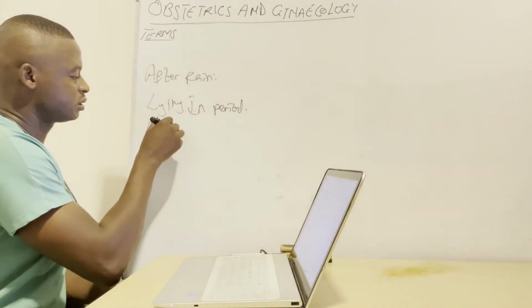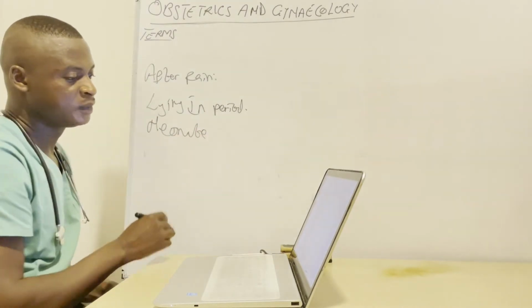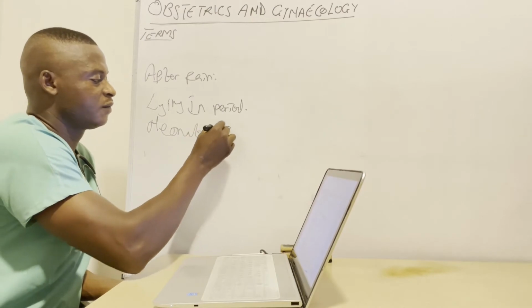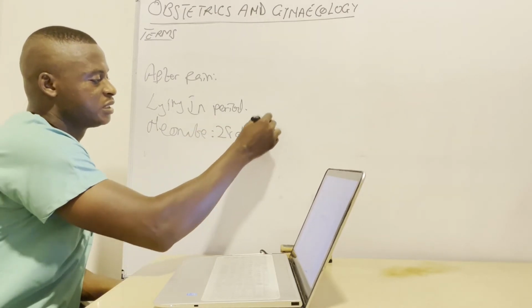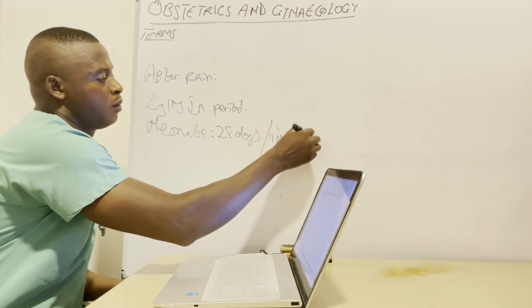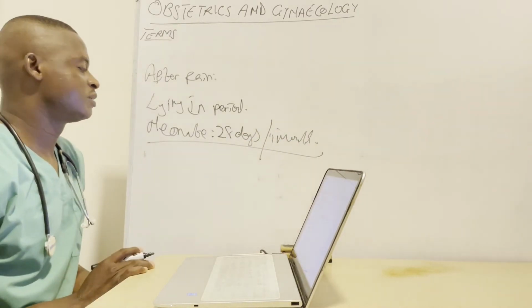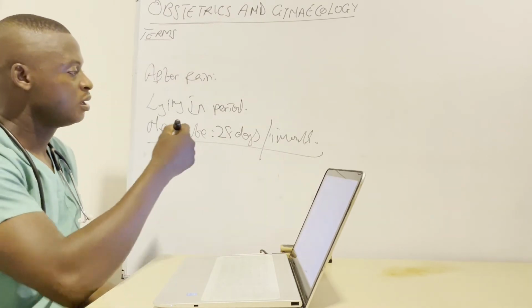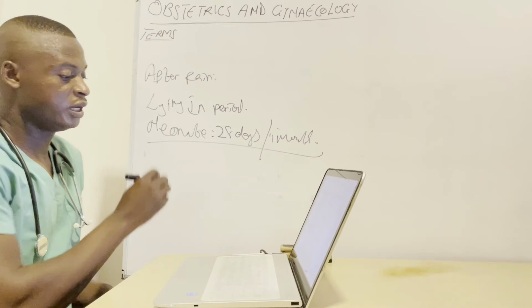Okay, now let's look at neonates. What is a neonate? Neonate is the newborn baby for the first 28 days. For the first 28 days, that is 1 month. When a new child is born, for the first 28 days or the first 1 month, it is called a neonate.